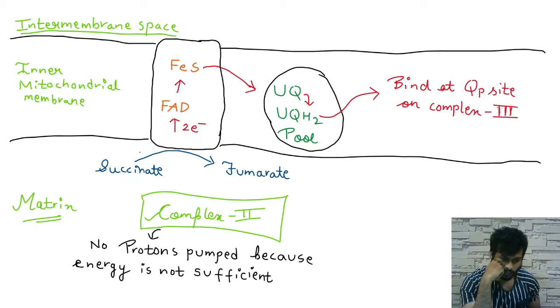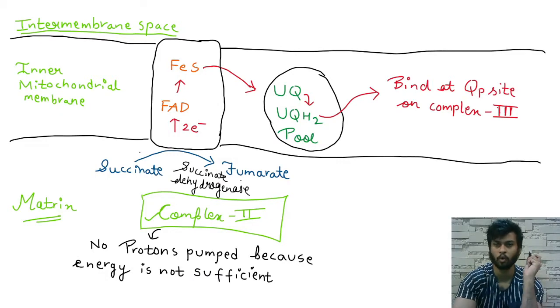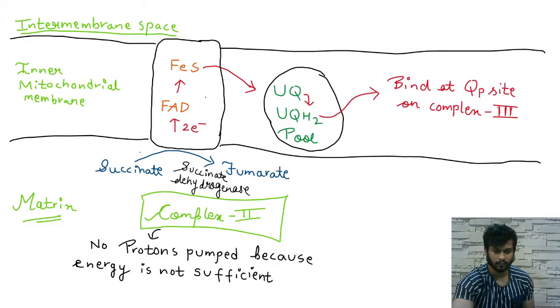Complex 2: succinate is converted to fumarate, which will be catalyzed by the enzyme succinate dehydrogenase. Succinate dehydrogenase has FAD as coenzyme. So when FAD will accept 2 electrons, it will get converted into FADH2. So it will now transfer 1 electron at a time to FeS, because we know that FeS can accept only 1 electron at a time.